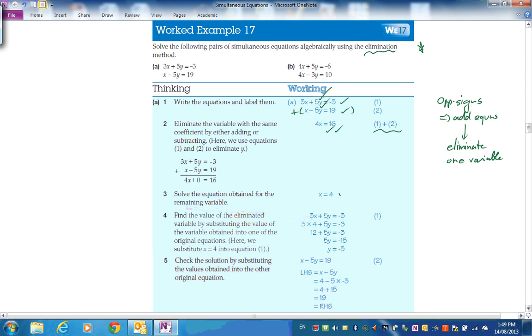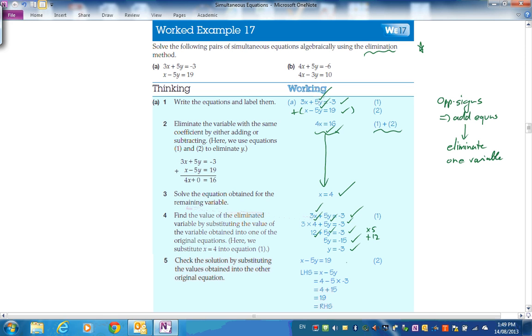So here we've got 4x equals 16, divide both sides by 4, you get 4. Now we will substitute it back into either of the original equations. So let's choose this one. So 3 times x, 3 times 4, we found that, plus 5y equals neg 3. So that's 12 plus 5y equals neg 3. Now y has been times by 5 and 12's been added. So let's subtract 12, get neg 15, and then divide by 5 is neg 3.